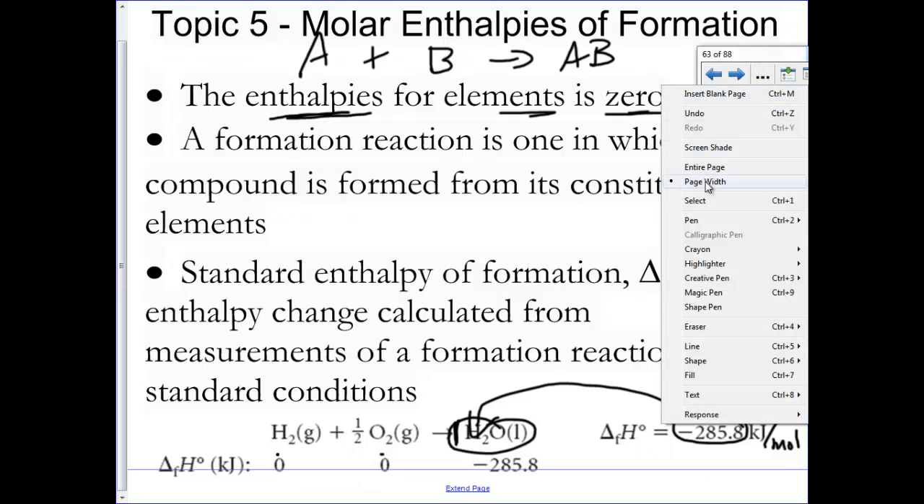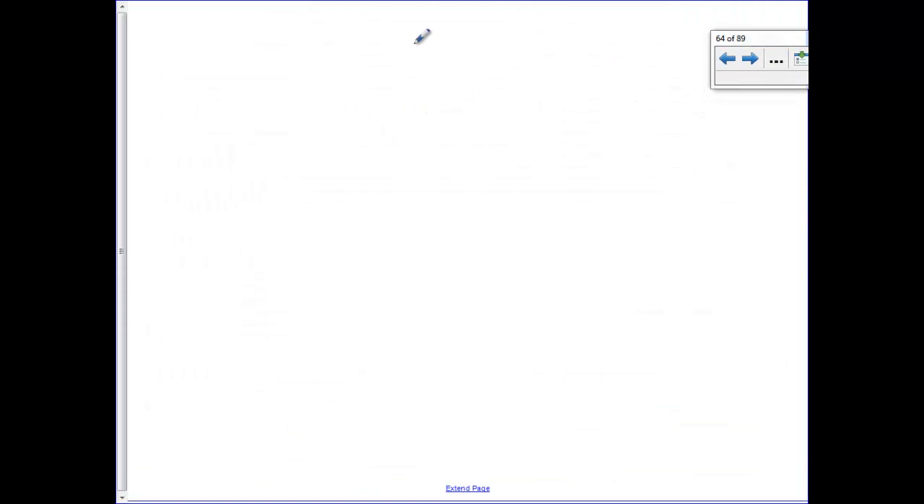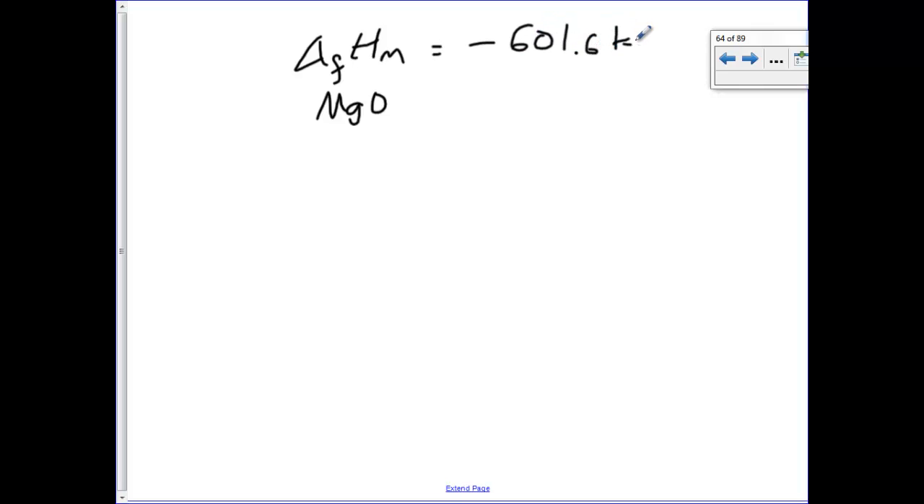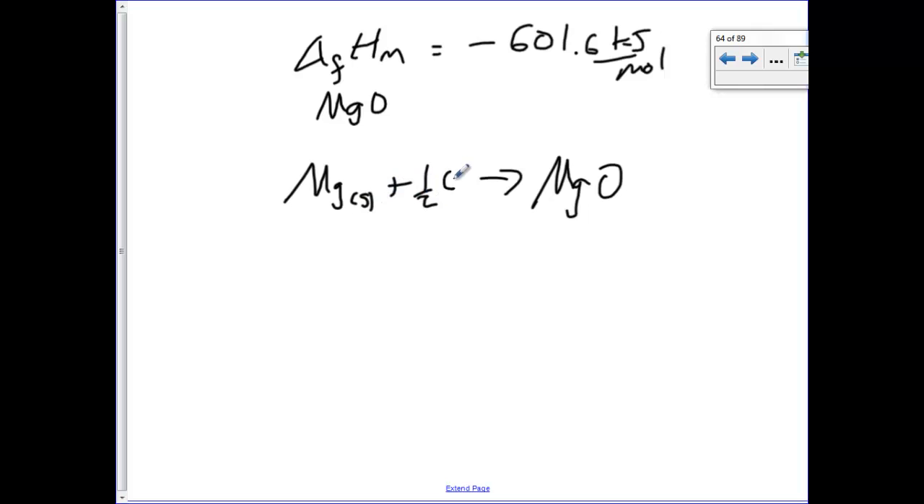Okay. Let me try another example here then. Let's say I asked you to form delta H for the formation reaction per mole of MgO. So you can find this number in your data booklet if you can look up where magnesium oxide is. Negative 601. Thank you. Kilojoules per mole. Okay. When we're writing out this equation then, magnesium oxide is going to be formed from what? Magnesium solid and oxygen gas. Magnesium solid. I'm going to do a half an oxygen gas.